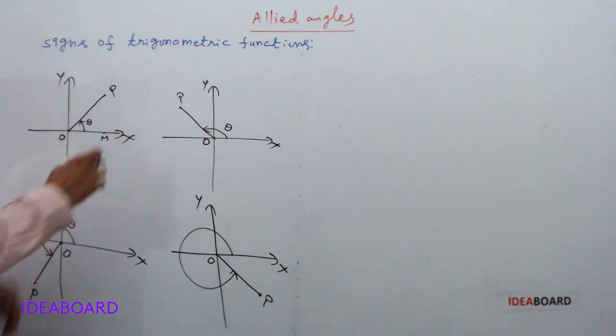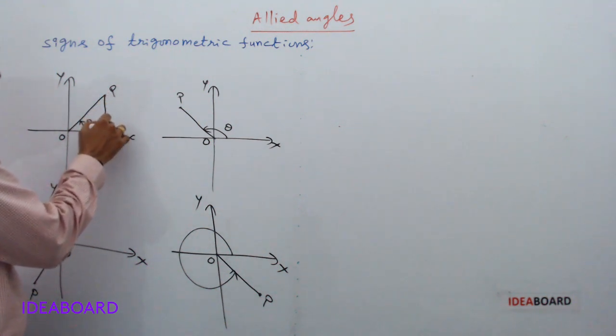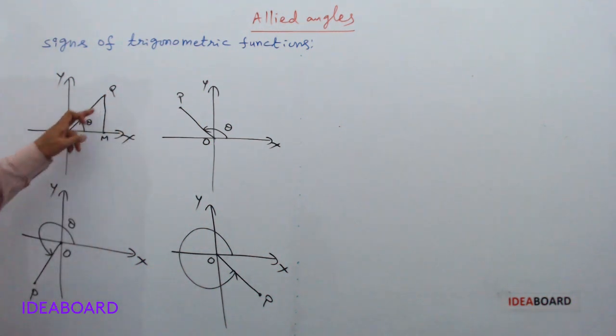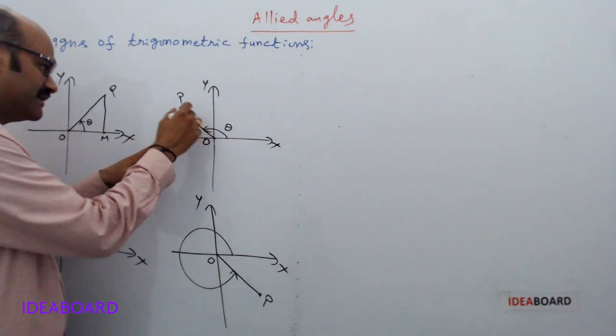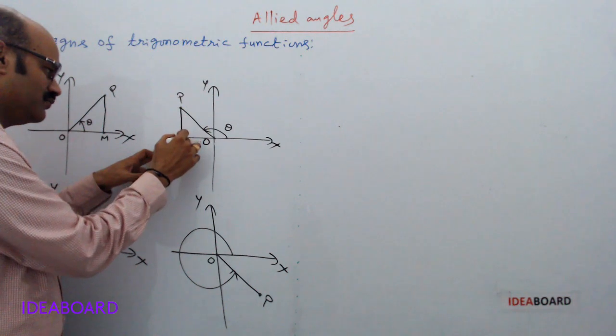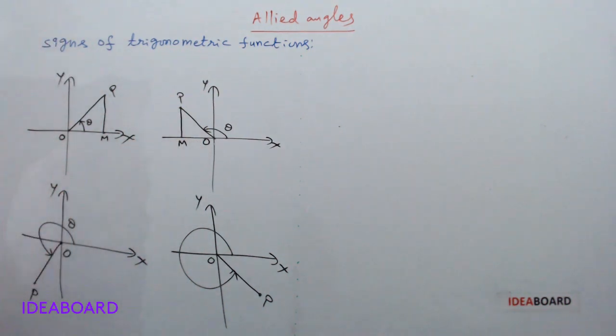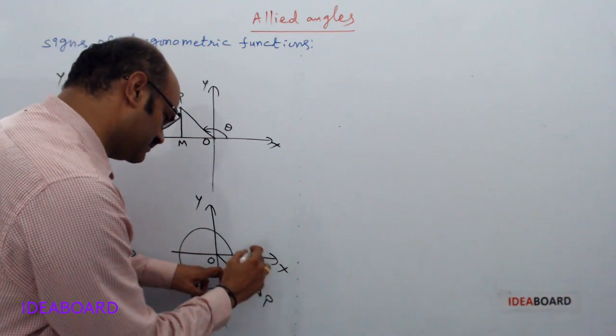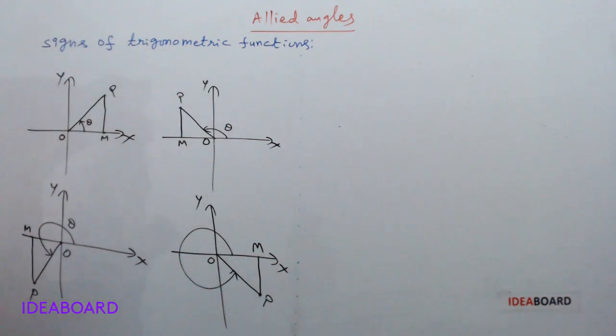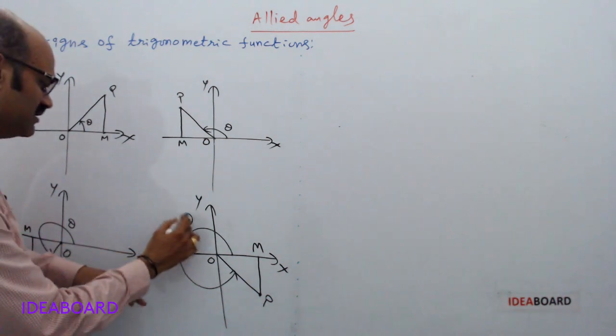Now, in each and every case, draw PM perpendicular to the x-axis. Even in this case, draw PM perpendicular to the x-axis. Here also draw PM perpendicular to the x-axis. Here also draw PM perpendicular to the x-axis. Even this angle is also theta.